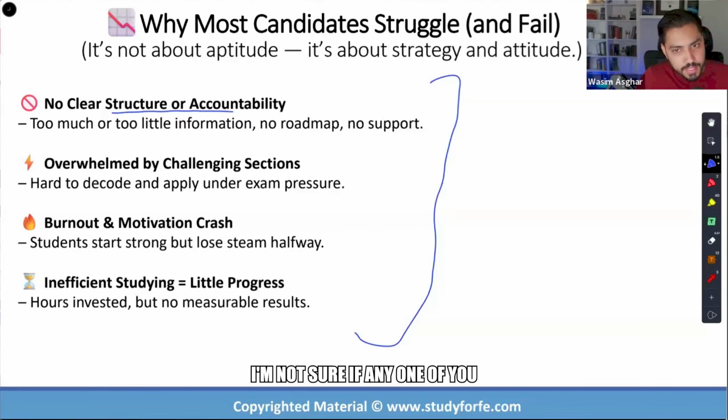I'm not sure if any one of you can relate to it, because if you don't have a structure, if you don't have a system, if you don't have a roadmap, if you don't have support, then essentially the wheels that you're spinning are not going to necessarily result in progress.